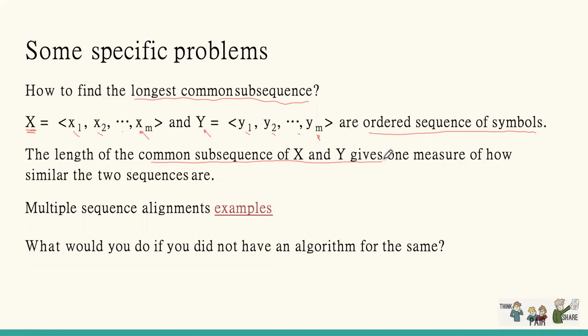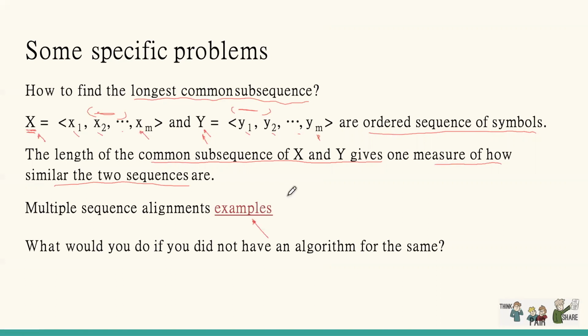And measure which gives one measure of how similar the two sequences are. So from X and Y, we want to find a subset that's most similar between X and Y, so that we can tell how similar X and Y are. One example of such a case is something known as multiple sequence alignment.